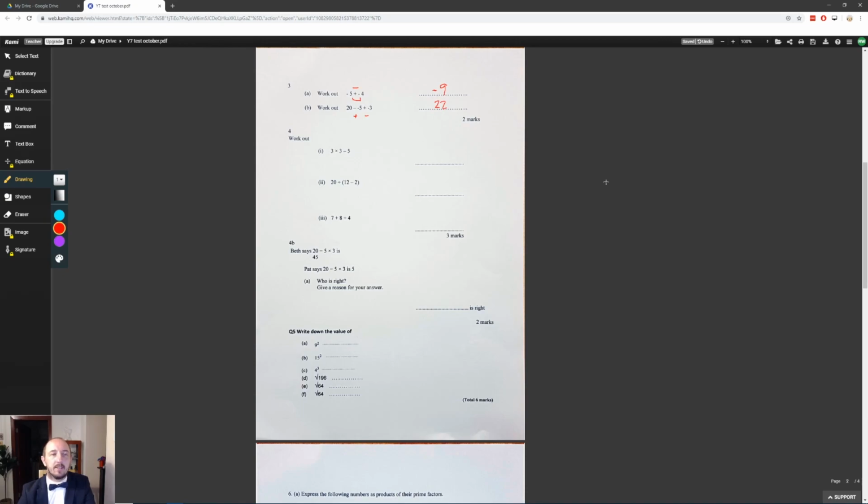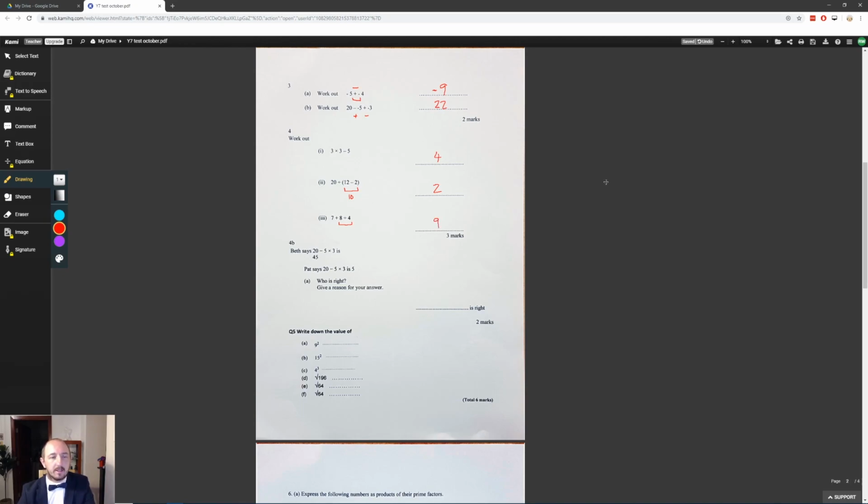Some BIDMAS here for question 4. 3 times 3 is 9 minus 5. And then we do the brackets first. So 12 minus 2 is 10. 20 divided by 10 is 2. And then here we have to do the divide first. So 8 divided by 4 is 2. Then the 7 plus 2 is 9.